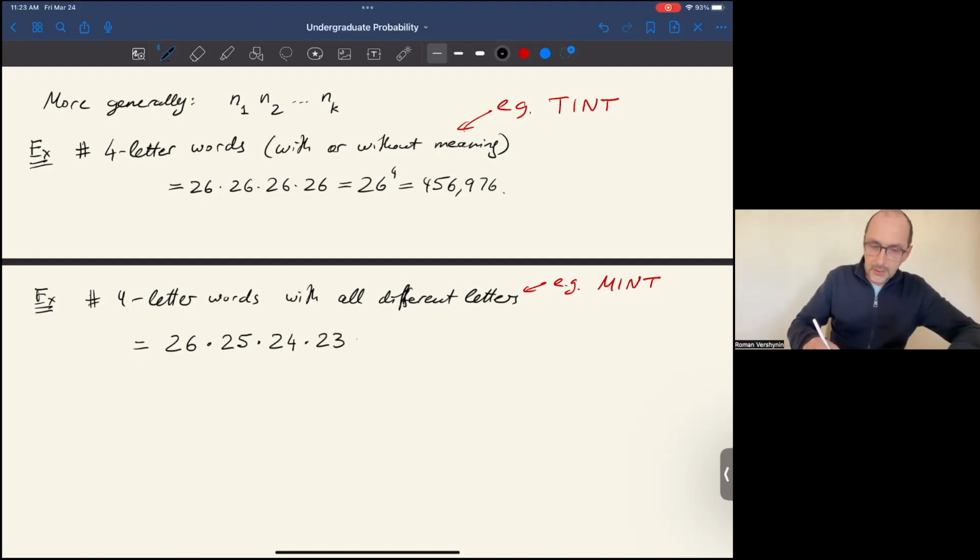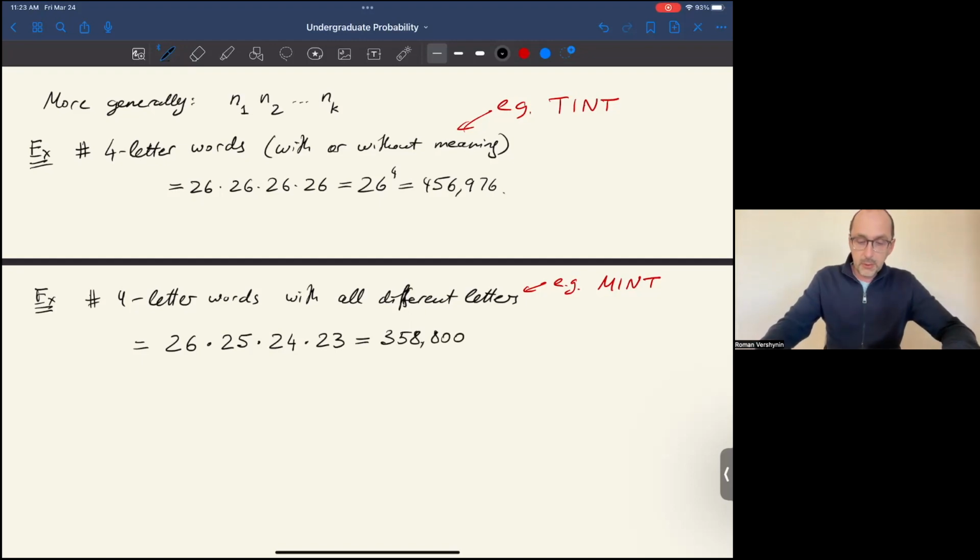And that leaves us with 23 letters. So this is a number, which is 358,800. This is the number of all 4-letter words, with or without meaning, that consist of all different letters.